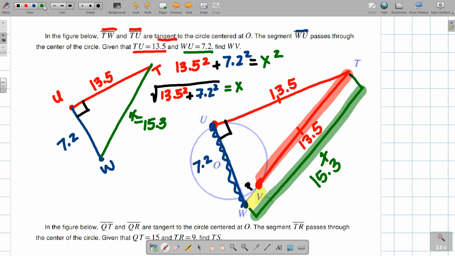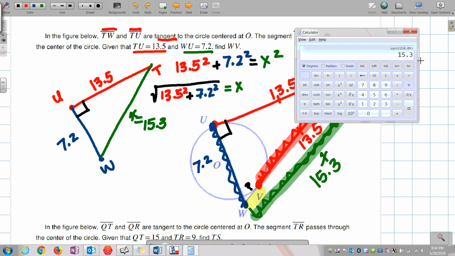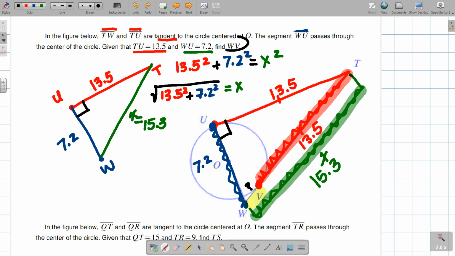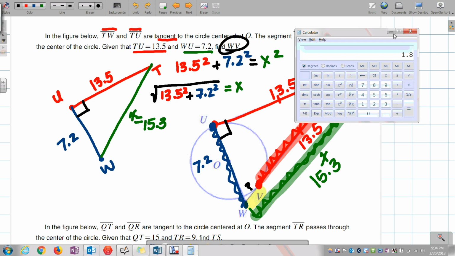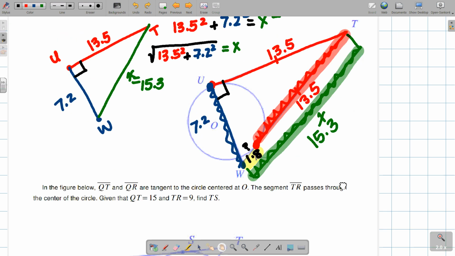So I see now I'm going to take 15.3 and subtract 13.5, and that will get me that last little bit. 15.3 minus 13.5. And we get that little segment that Alex is asking us for as 1.8. Ta-da! Not really that hard as soon as you can find that right angle. Let's try another one.